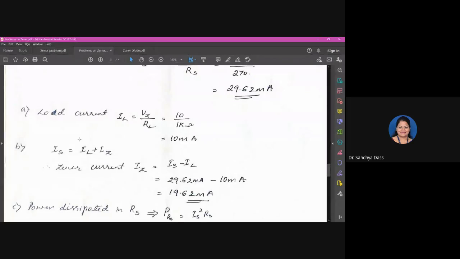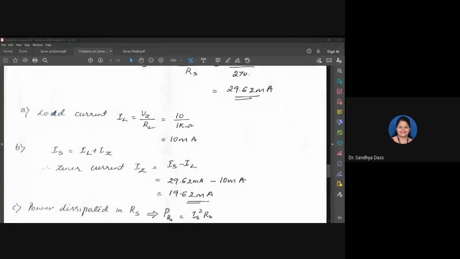Okay, so now you have IS, you have IL. Calculate Zener current. That is all. What is the second sub question? Zener current will be IS minus IL, which will come to 19.62 milliamps. I hope all the values are matching. Yes, okay, good.